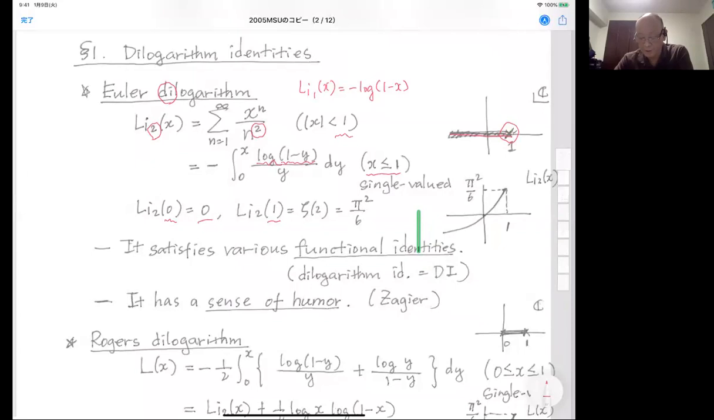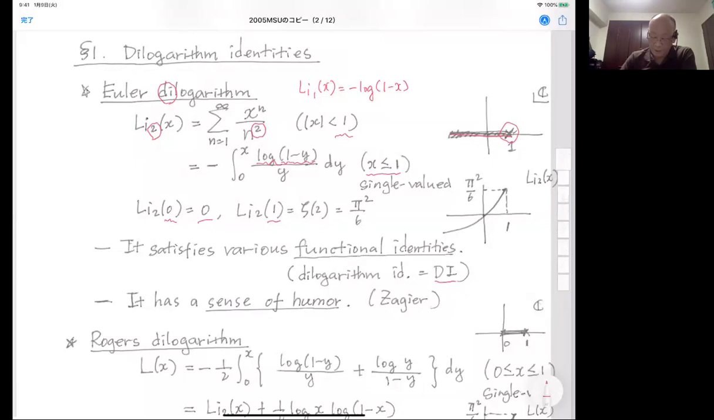But why is it interesting? First of all, it satisfies various functional identities. I simply call these dilogarithm identities, or write DI in my talk. Zagier described this function as having a sense of humor. It seems strange, but I think many people working on this subject agree with this description. And I'm going to try to explain in my talk how this function really shows a sense of humor.